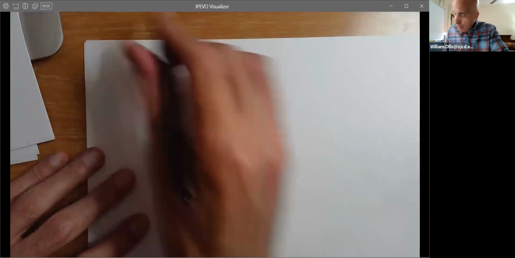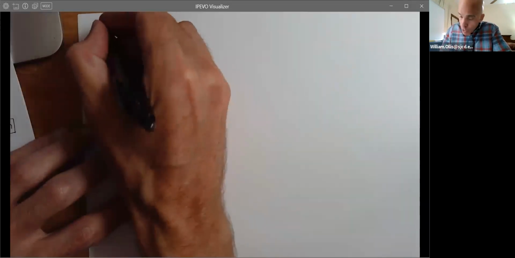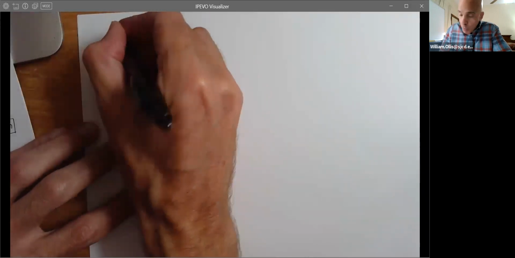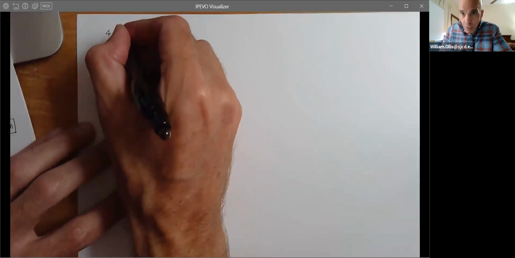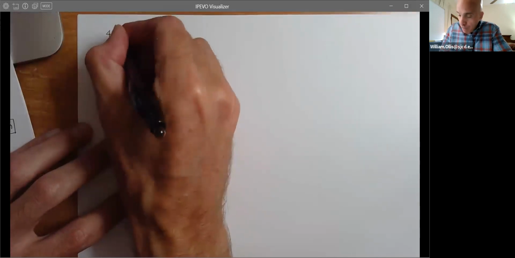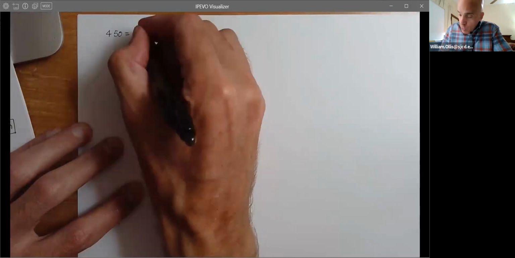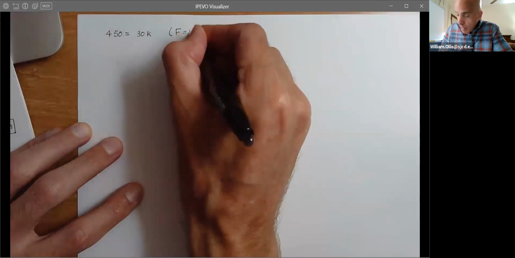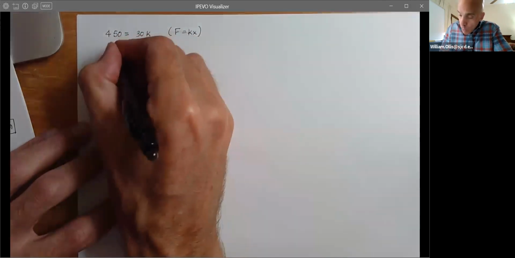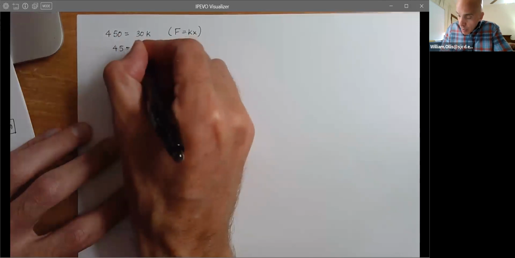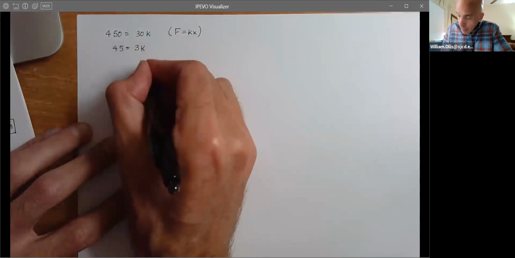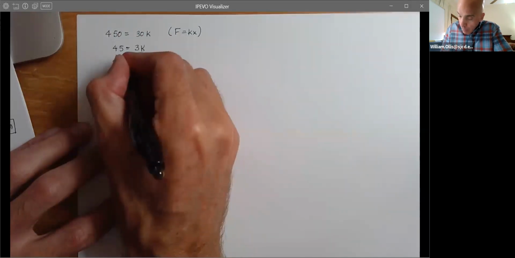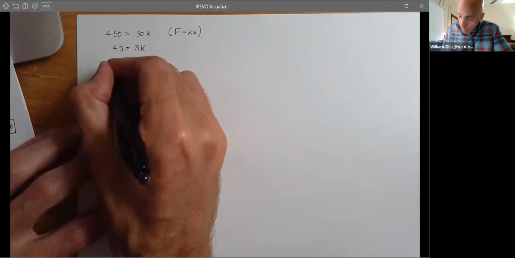So now, we have Hooke's law. That is, we have 450, and we've got kx. We've got 30 centimeters and k. So this is Hooke's law: F equals kx. So of course, 45 equals 3k. And k will just be 45 divided by 3. And that'll give us what, 15?